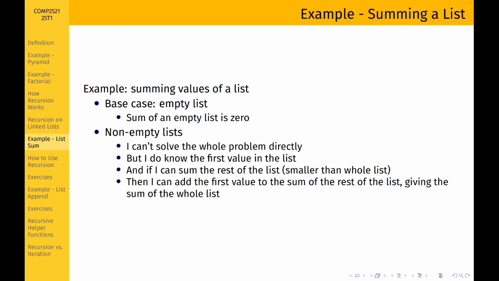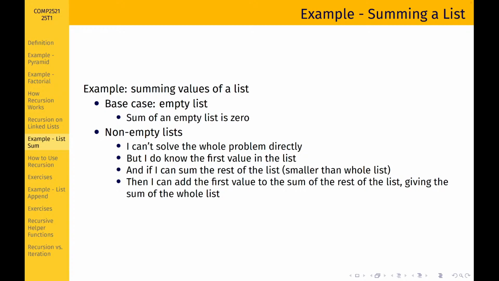Okay, but what if our list is non-empty? The thought process is, if I find the sum of the rest of the list, which is a smaller version of the same problem, which is to sum a list, then all I need to do is add the value in the first node to that sum, and that would give me the sum of the entire list.